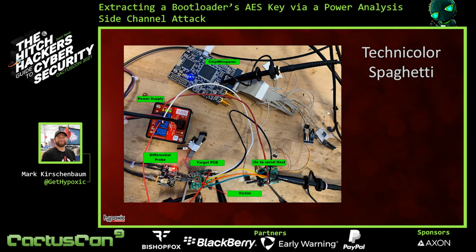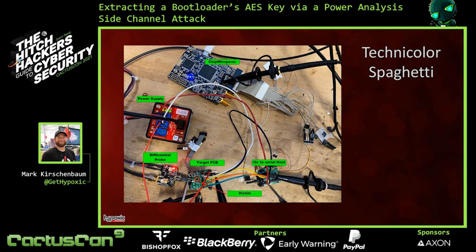So you can see the whole setup. Here's the ChipWhisperer, talking to the computer. From here it was serial to my I2C to serial host, then I2C over to my victim. My victim's power is getting sniffed, or monitored, through my differential probe. This is going to the oscilloscope, which is getting triggered from here. And the trigger line from my I2C serial host is going there. So that's the same line.